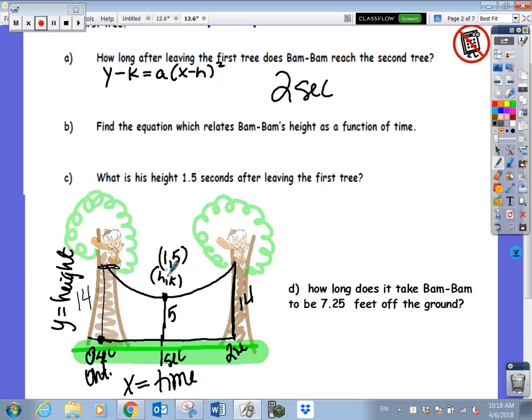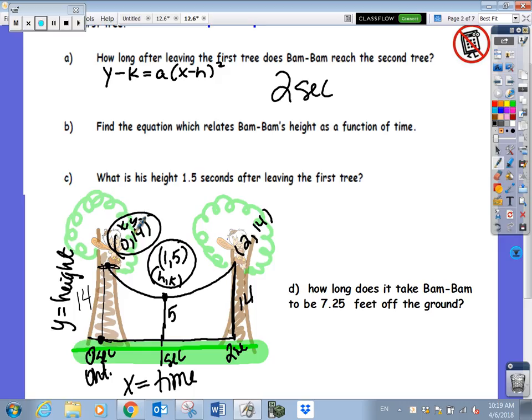Okay, here's the parabola. I have this original point. After 0 time, he was 14 feet up. Or I have this one. After 2 seconds, he was 14 feet up. Doesn't matter which one you use. You can use either point. It's going to get you the same answer if you do it right. So I'm going to use this and this.